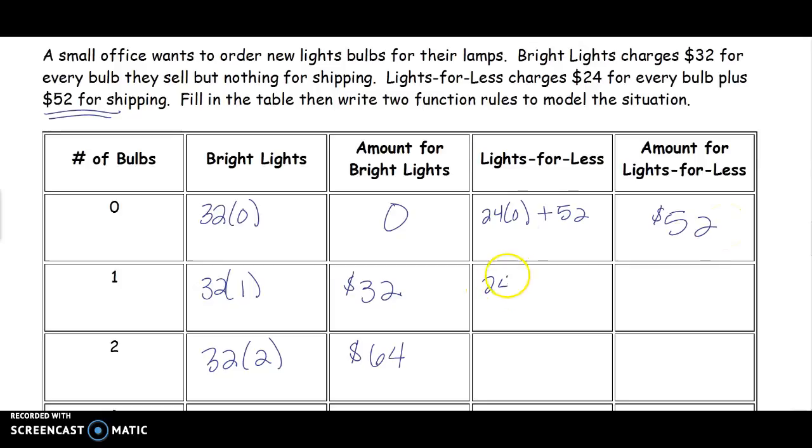Okay, if you were to buy one bulb, you would have 24 times 1 plus your $52 for shipping. So really, Lights for Less is a lot more expensive. And then if you were to buy 2 bulbs, you would have to pay $100.